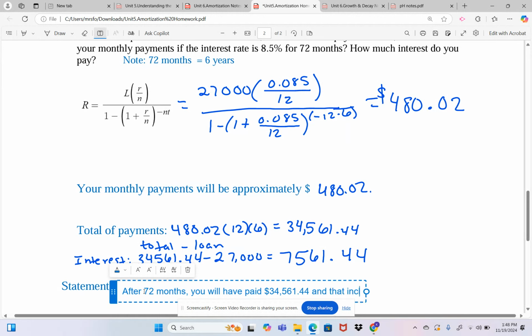And that includes $7,561.44 of interest.